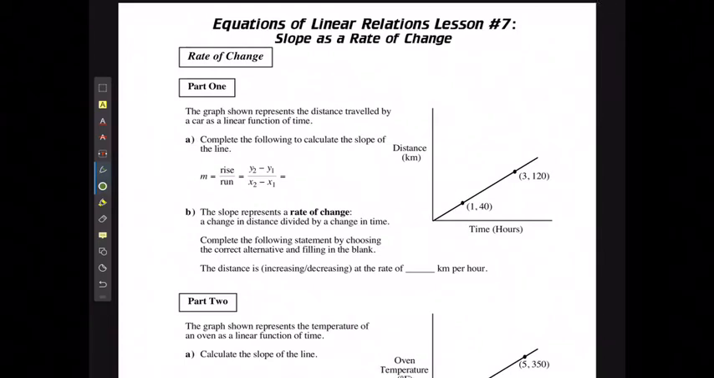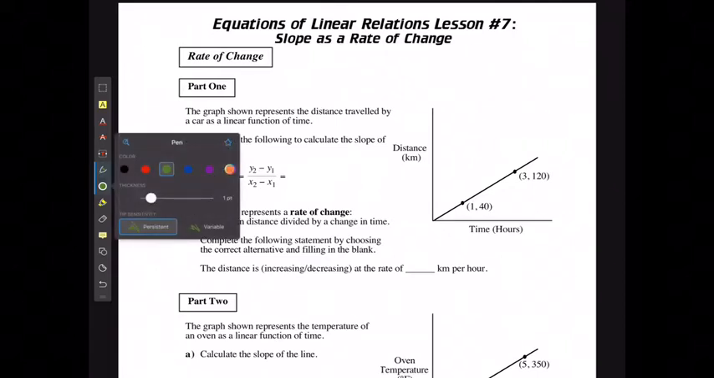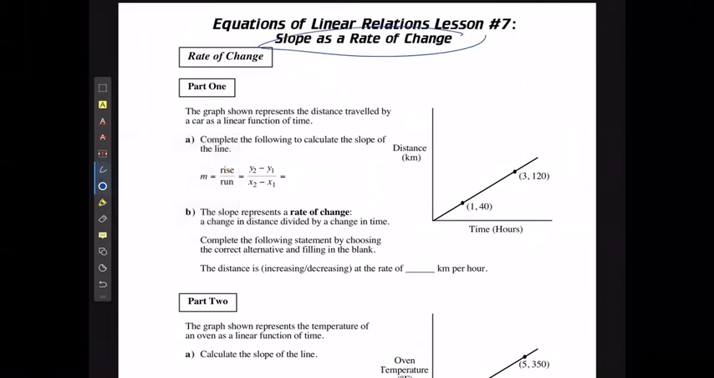All right, the last slope equation we're going to look at is actually from this next section, equations of linear relations, where we're going to take a look at a slope as a rate of change. So the first part, we see a graph shown represents the distance traveled by a car as a linear function of time, where the car is going to be driving a distance in kilometers and a time in hours.